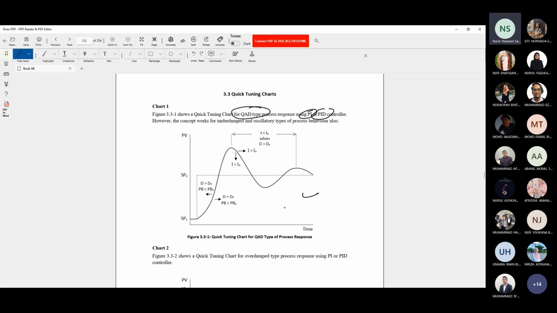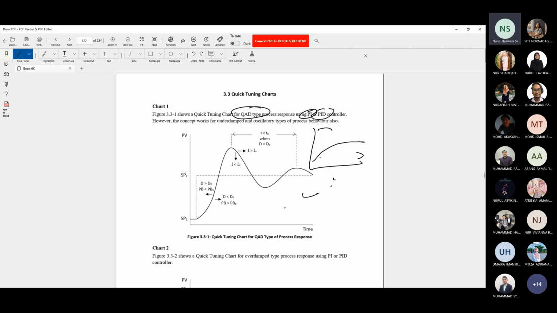So from this response, you can see that the response that you get is not very good lah. You tak dapat the best response macam I cerita hari tu. Yang macam ni. And then when you do a set point changes, basically this response pun akan berubah lah.